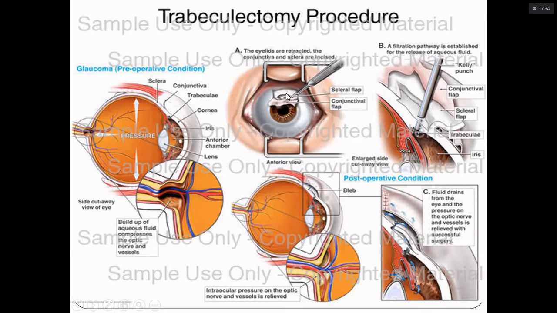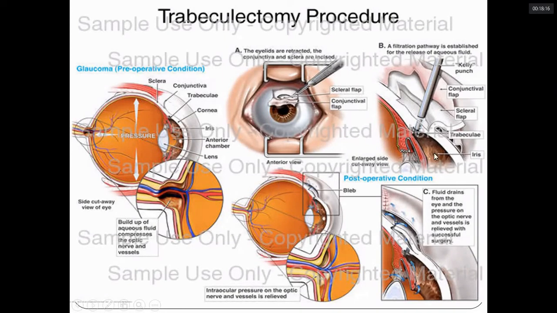With the help of the crescent knife we make a tunnel. As in small incision cataract surgery, we make a partial thickness scleral flap. After making the partial thickness scleral flap, with the help of Kelly's punch we make a filtration pathway, punching a part of the trabecular meshwork, and we do the peripheral iridotomy at this part, and see the flow of the aqueous to the other part of the anterior chamber.